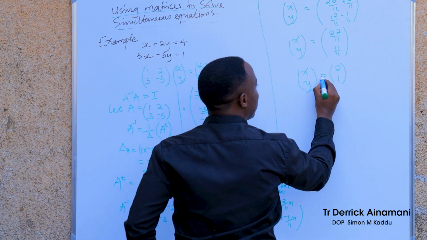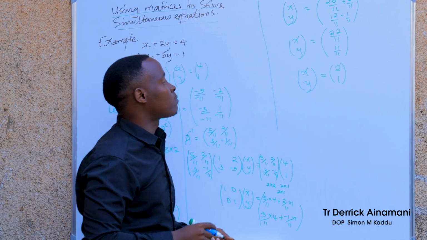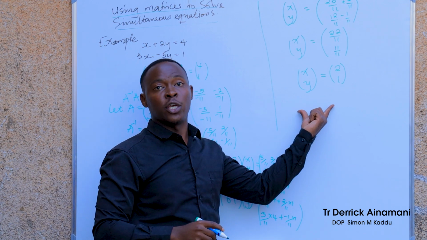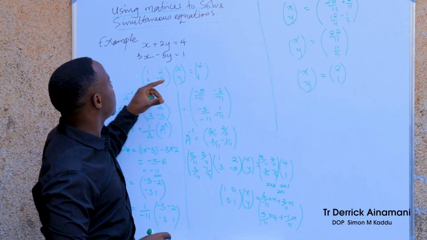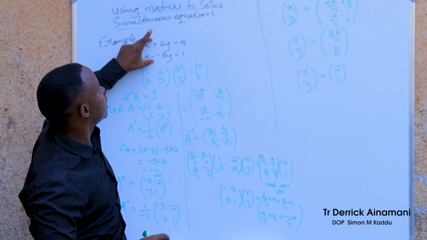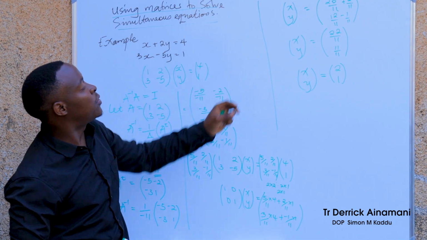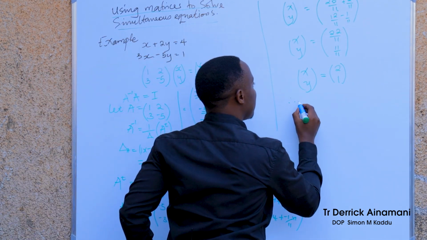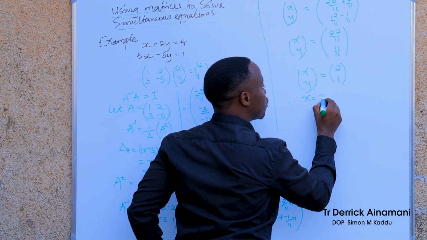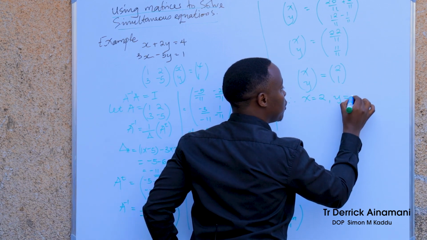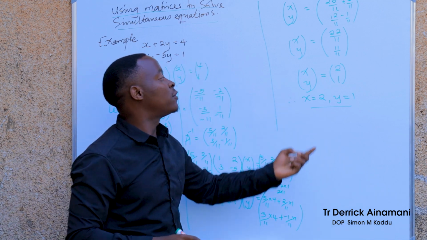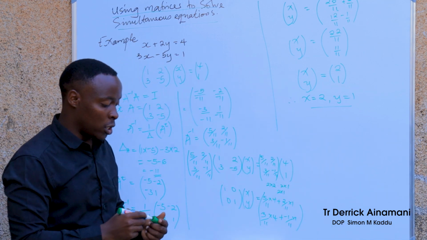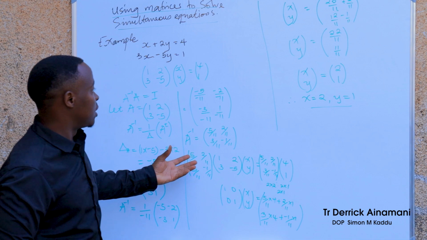Now here, most people think that once you reach here, you've solved the equation, but no, you're missing a step. The equation that was given to us earlier was in this form. So it is important to say, therefore, x will be equal to 2 and y will be equal to 1. If you leave it at this step, you're basically leaving it in matrix form. This is how you can use matrices to solve simultaneous equations.